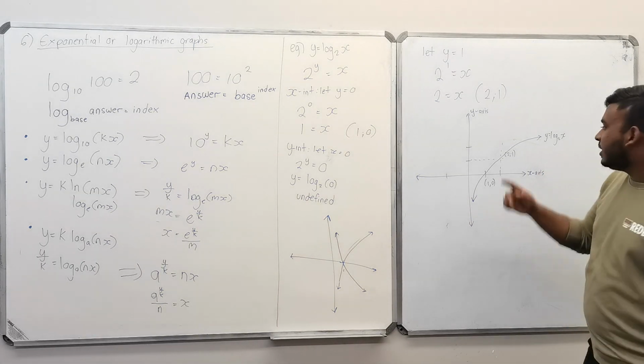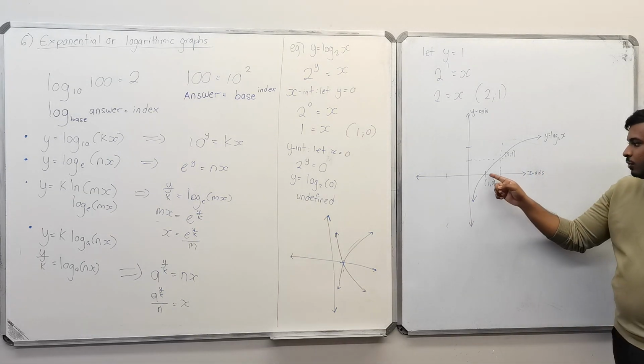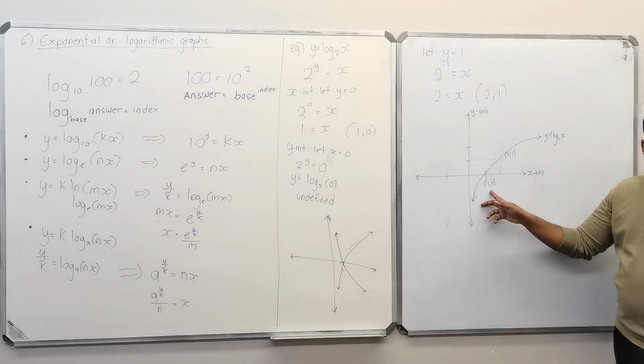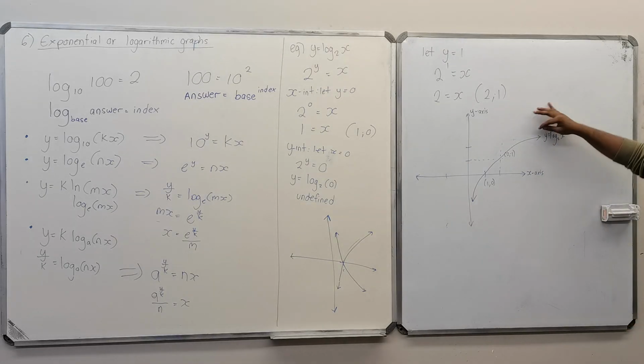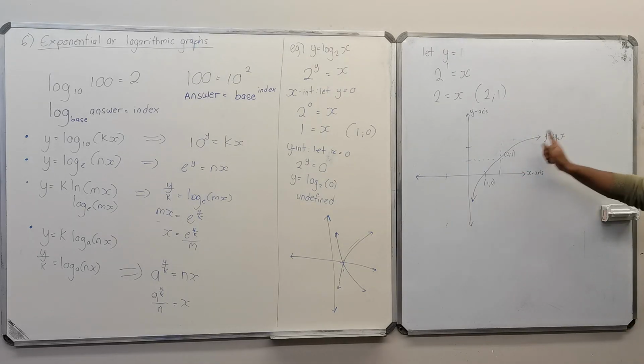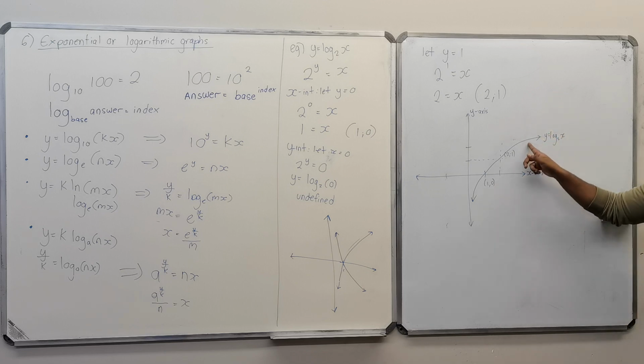They give you a mark for calculating this point, and a mark for calculating this point here. You get another mark for the shape of your graph, that it has the curve. You never just draw a straight line, because a log graph is a curved graph, right? They give you a mark for the shape.